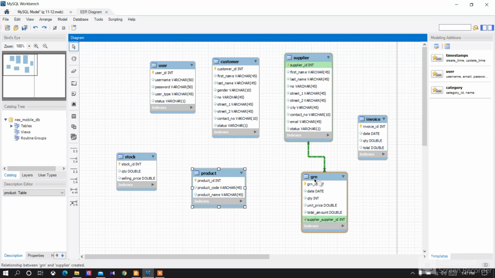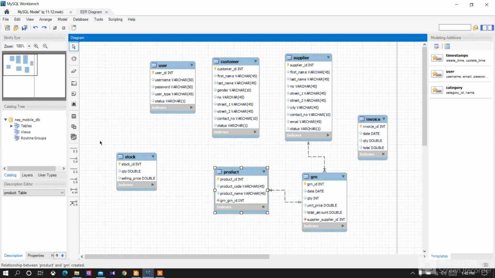So likewise there will be one good receive note for many products, so there will be a one-to-many relationship in here also. So in here the product side will be the many side, and the GRN side will be the single side, and that is the relationship between product and the GRN table.